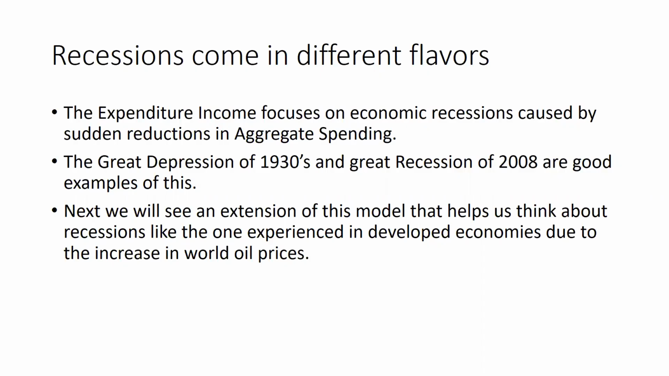But there are other recessions, for example the ones that happened in the 1970s during the oil crisis, where oil prices increased, that really don't fit this very well. They seem to be more caused by an increase in the cost of production due to increased oil prices, not so much by a change in spending. And so this would be an example of what we would call a supply shock rather than a spending or demand shock. And so we want to develop a little bit of a model that helps us think about these other kinds of recessions as well.